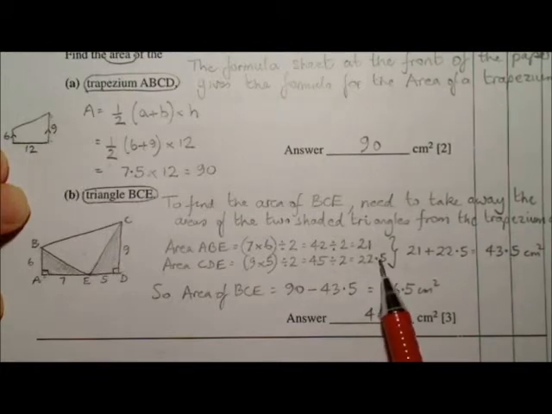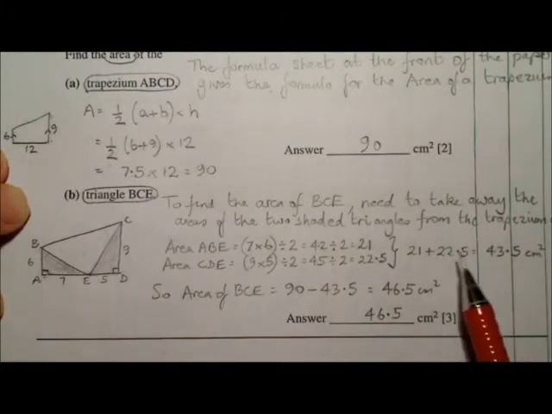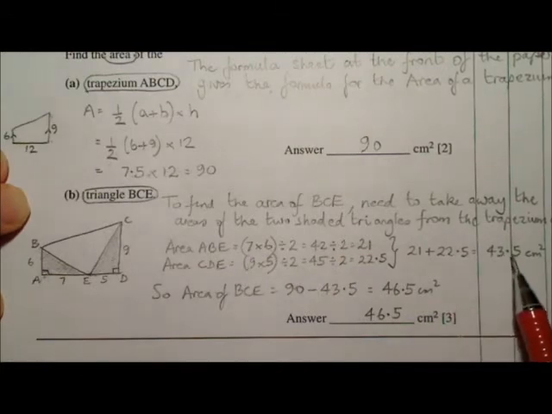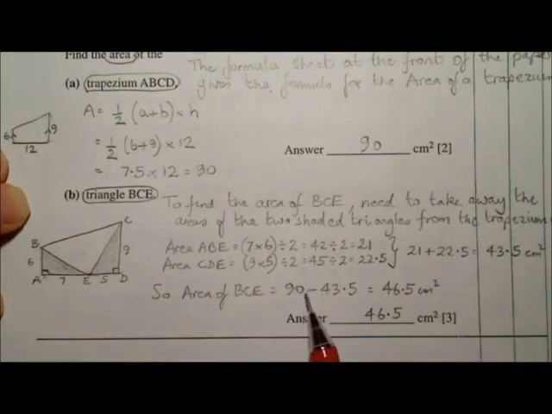So we're going to add those 2 areas of the triangles together. Gives us 43.5. And remember, we have to subtract that from the total area of the trapezium, which we worked out as 90. So it's 90 take away 43.5 is 46.5.